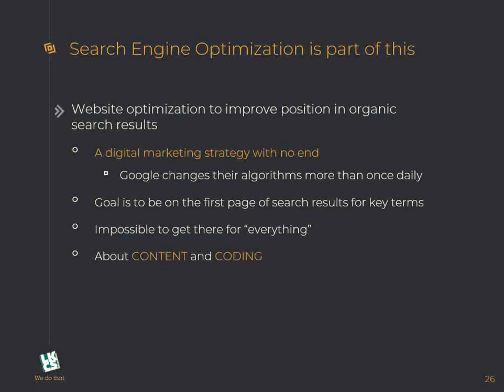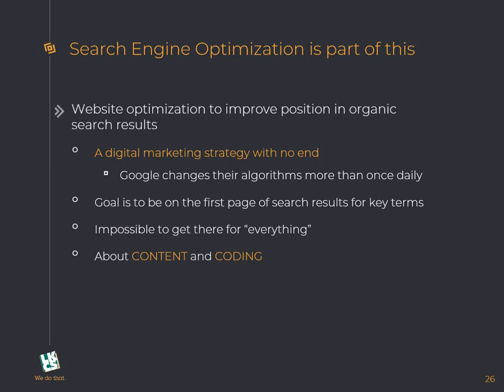Search engine optimization is also part of findability because we want to make sure that people can find information when they're not on your site, but they're looking for it off of your site. So search engine optimization is about improving your position in those organic search results, right? And it's what we call a digital marketing strategy with no end because Google in particular changes their search algorithms more than once daily. So you're going to have to constantly refine your search engine optimization techniques to continuously improve your search positioning. But your goal is to really be on the first page of search results for key search terms, for those key products and services in your market.